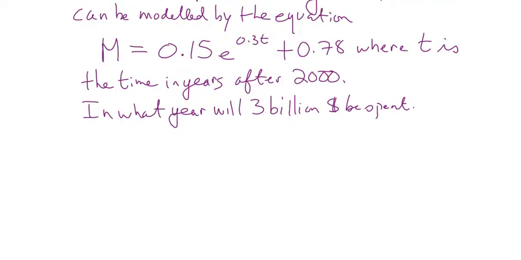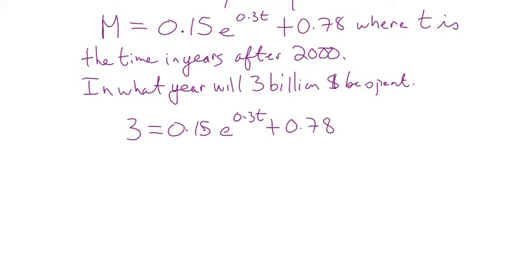All right, so let's plug in. Let's see what we got. We got 3 is equal to 0.15 e to the 0.3t plus 0.78. First step, what are we going to do first? Subtract 0.78, right? Got to get rid of that 0.78. So what's that going to be? 2.22? Somebody check the math. Okay. What's the next step? Divide by 0.15, right? Okay, yeah.